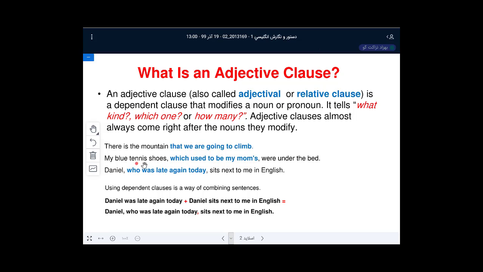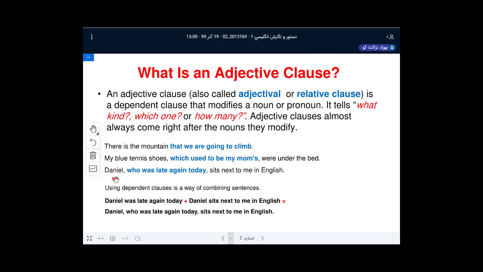Okay, so this is our main clause. Shoes were under the bed, and we have embedded this, which used to be my mom's. So this is an adjectival clause. It has its own subject, it has its own verb, and here it has its own connector.